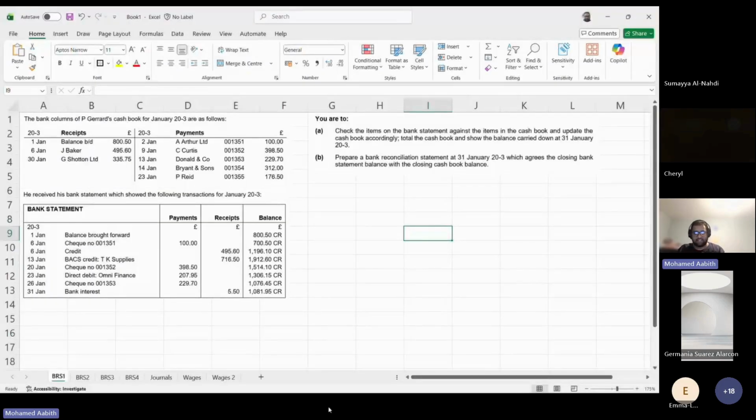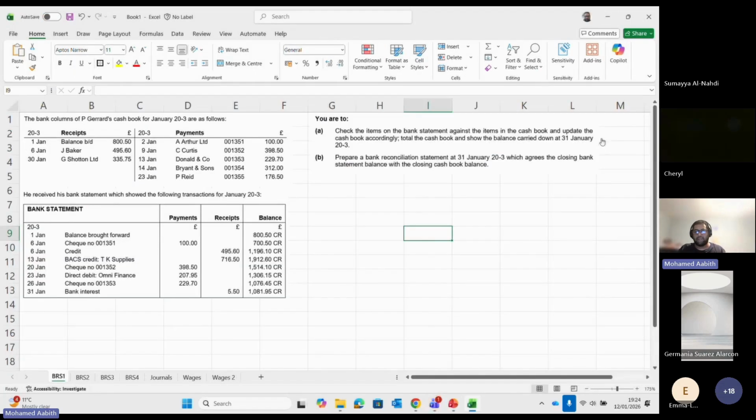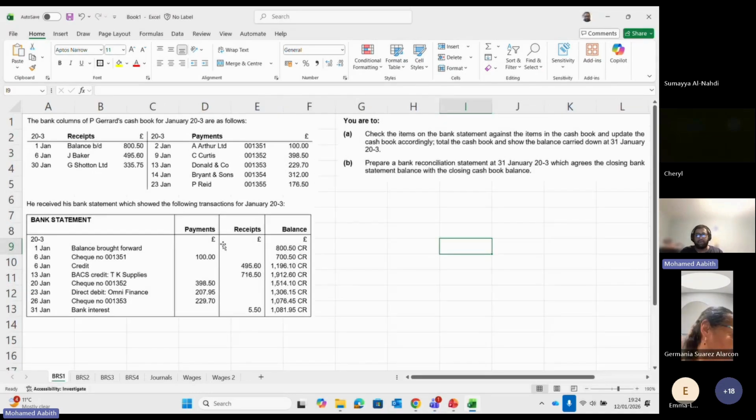Yeah, let's get to the Excel. Let me get rid of this, then I can go into Excel straight away. All right, now these are the bank reconciliation questions I have.